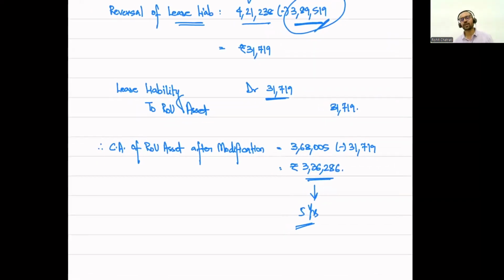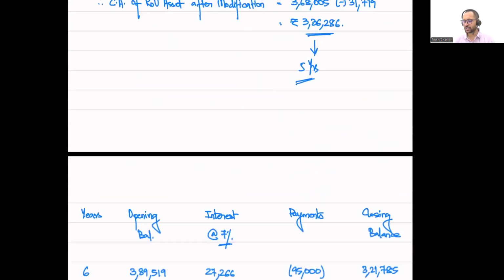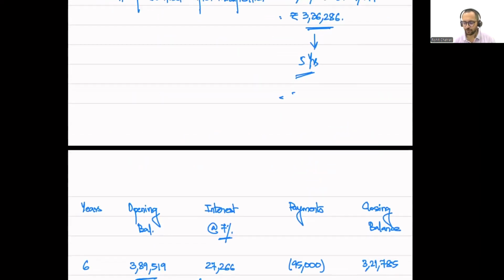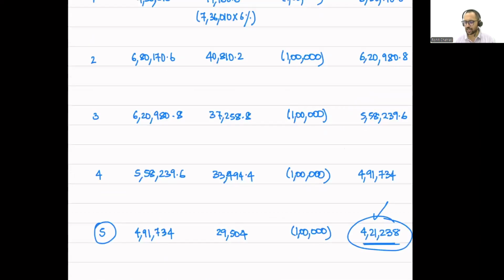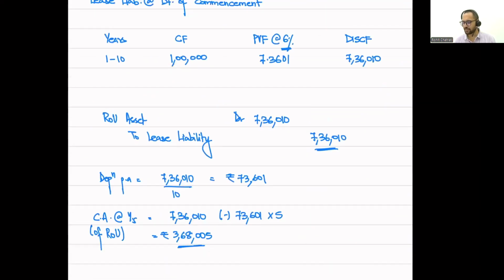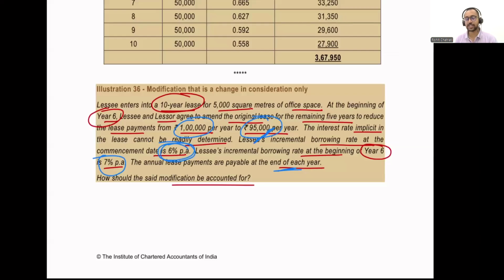So I am actually going to have depreciation of 336,286 divided by 5, which is going to be equal to a depreciation of rupees 67,257 per annum. All right, the original depreciation that I calculated was actually equal to 73,601, but as a result of the modification, my future depreciation also undergoes a change. All right, so with that, we are actually done with illustration number 36.